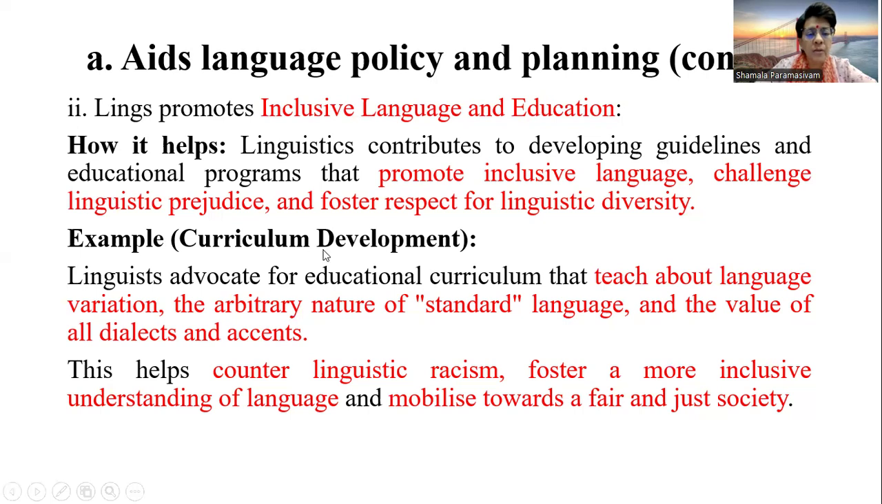So with regard to curriculum development, linguists can advocate for educational curriculum that teach about language variation, the arbitrary nature of a standard language, and the value of all dialects and accents in a region. This helps to counter linguistic racism, fosters a more inclusive understanding of language, and mobilizes a fair and just society where every variety has a place. So there are no avenues that will move a language into loss, and every language gets maintained. So this counters linguistic racism. This is a role that linguistics has to play: promoting inclusive language and education.